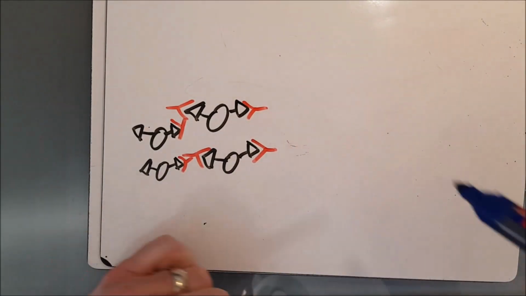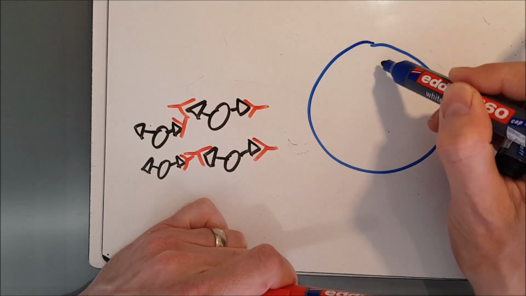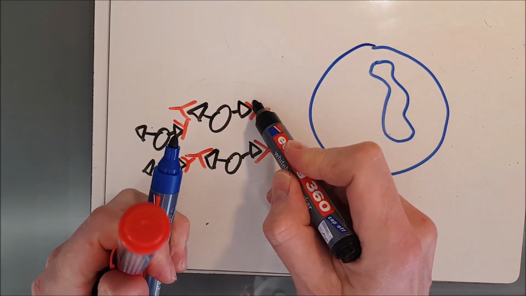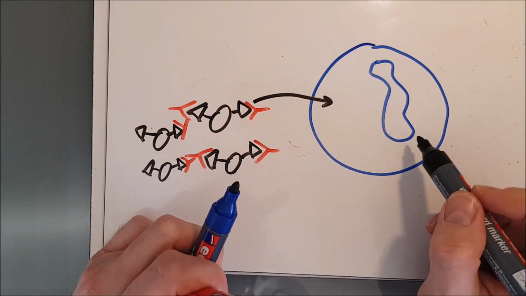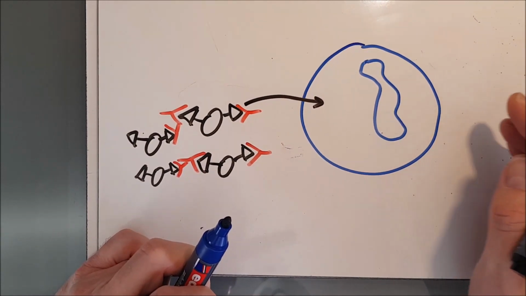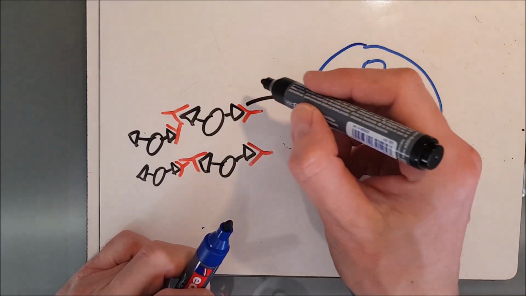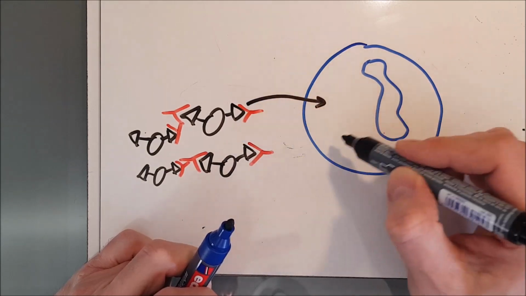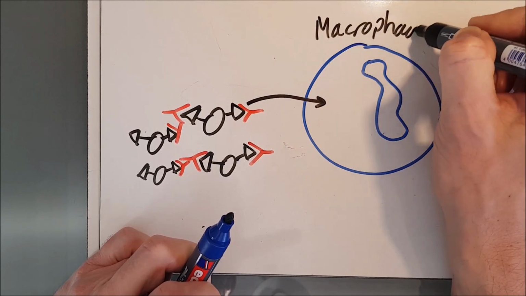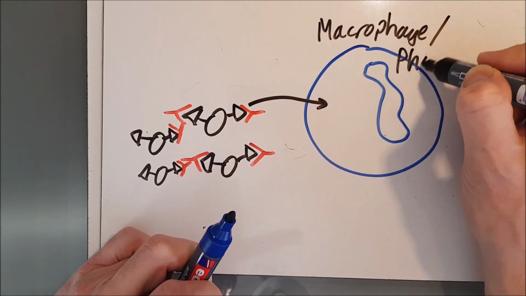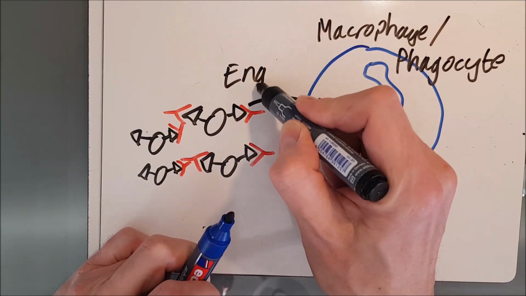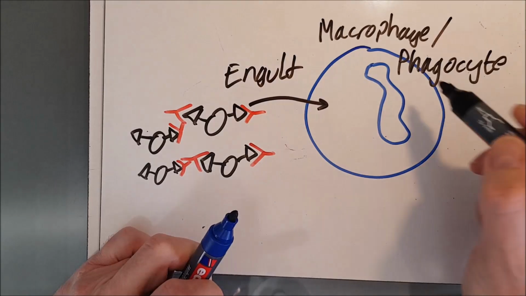Big white blood cells called macrophages, big phagocytic white blood cells, come along, and they will engulf and destroy the pathogens. Okay, in the same way as the non-specific ones did, we talked about in previous lessons. So they will engulf and destroy the pathogen. So this is a macrophage, or we could just call it a phagocyte, and it will engulf the pathogen.